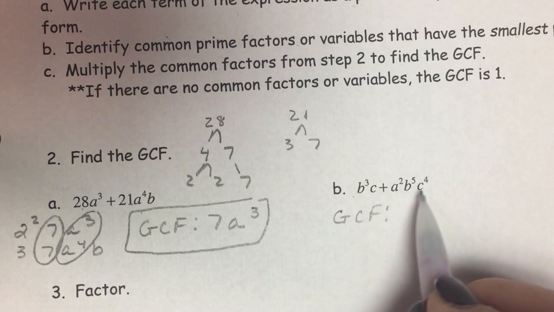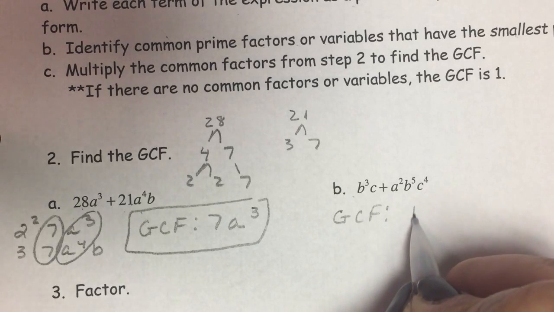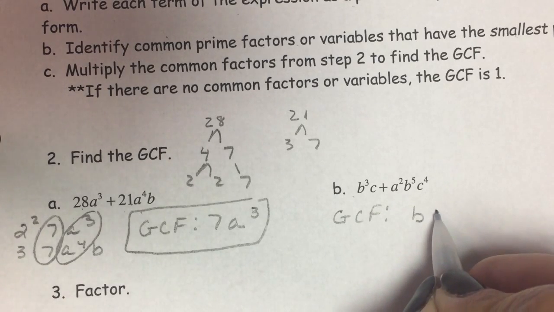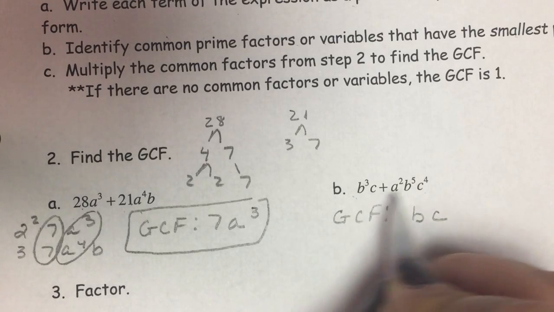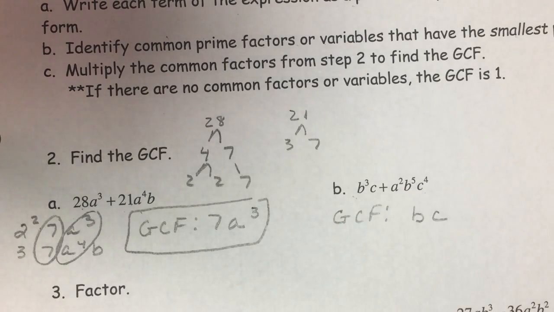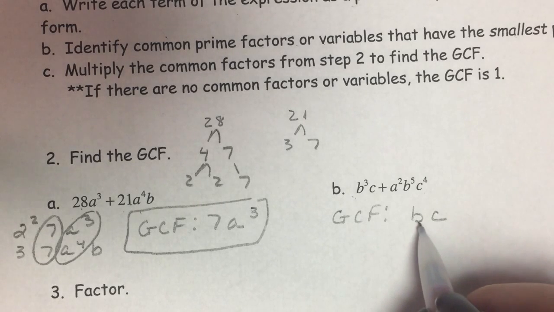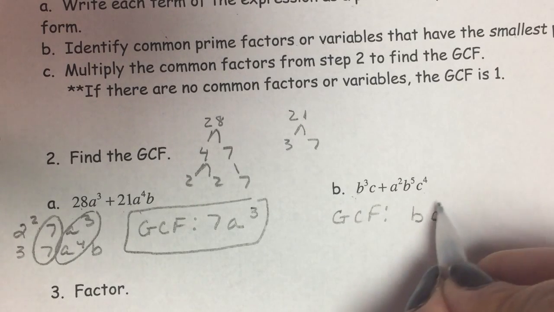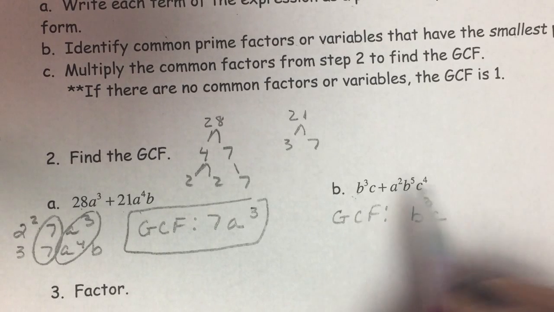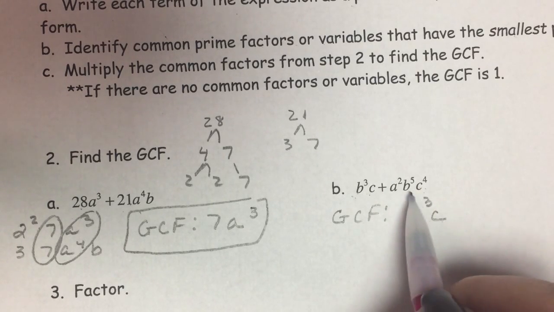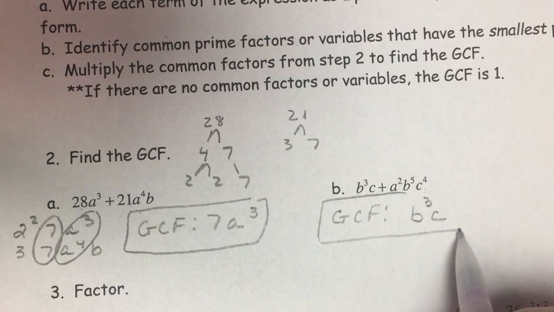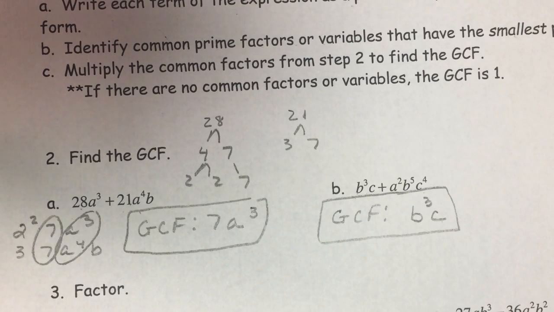What do these two expressions have in common? Well, they have a b in common, and they have a c in common. They both have them. And then you take the lowest exponent on each one. The lowest exponent on the b would be a 3, and the lowest exponent on the c would be a 1. So your greatest common factor would simply be b cubed c.